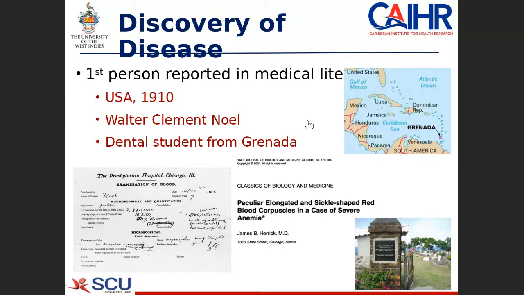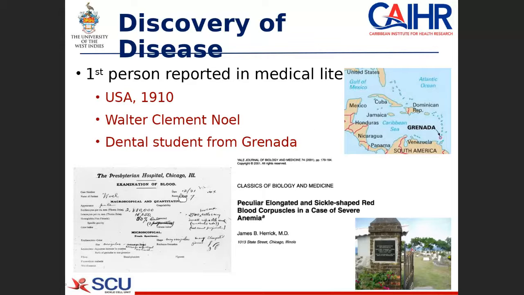And here is where the Caribbean plays a significant role in the history, because the very first person who was documented to have sickle cell disease was a person by the name of Walter Clement Noel, who was actually a Grenadian who was studying in Chicago. He was at dental school. And at school, he became sick and went to the Presbyterian hospital there.